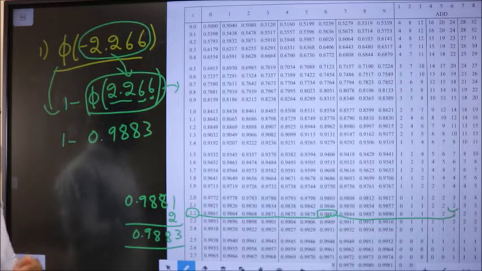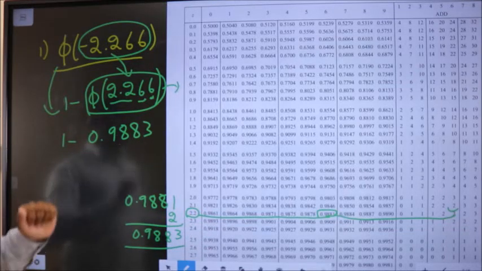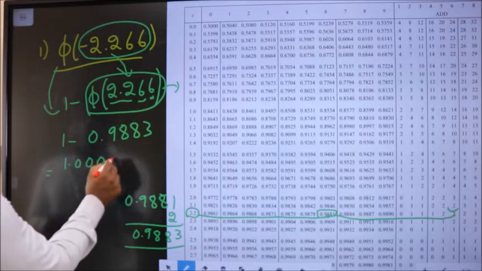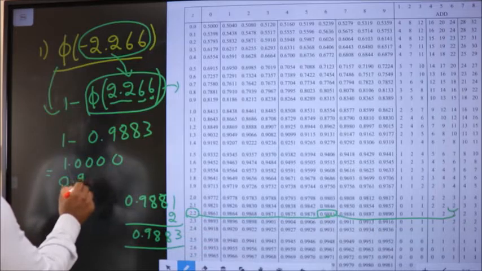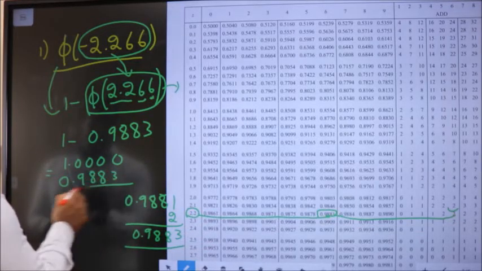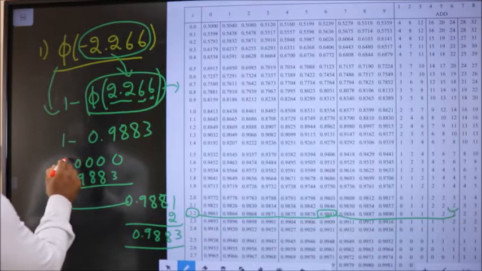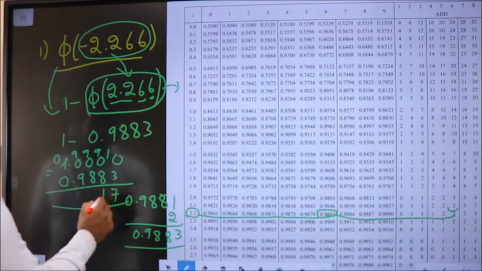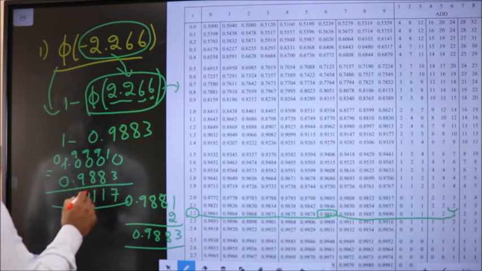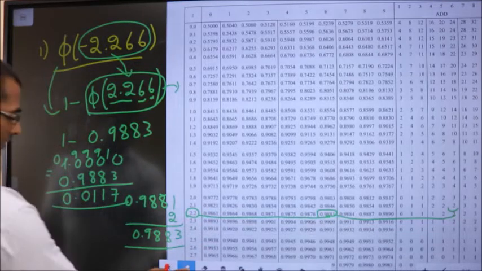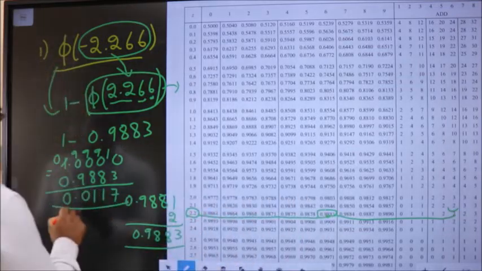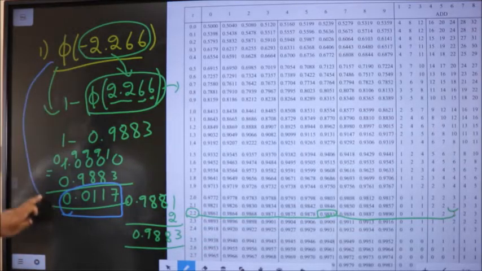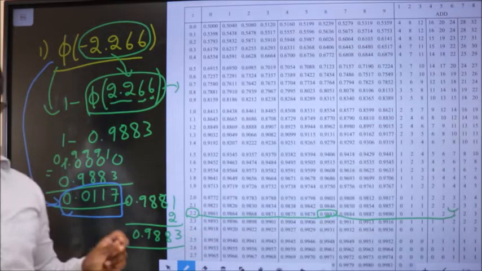Okay. We have not yet got our final answer. We get our final answer by doing 1 minus this. So that is nothing but 1.0000 and 0.9883. So here 0, 9, 9, 9, 10. 10 minus 3, 7, 9 minus 8, 1, 9 minus 8, 1, 9 minus 9, 0. So this is the final answer of this one. Okay.